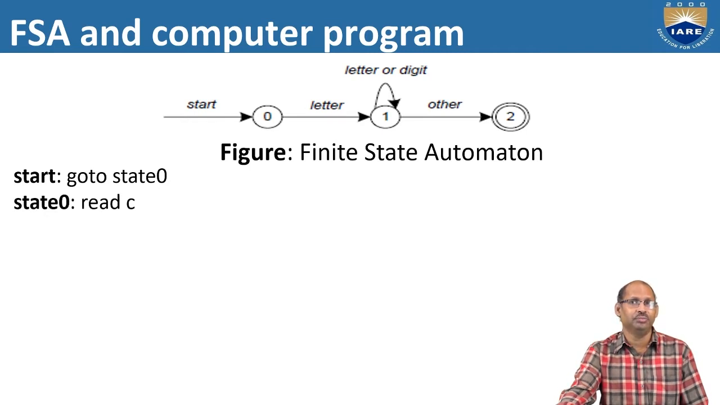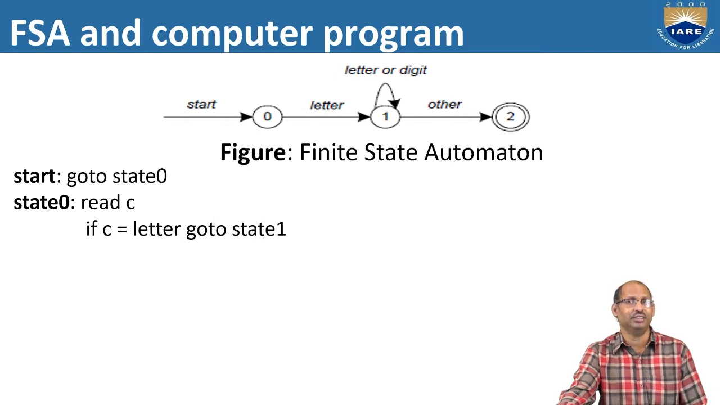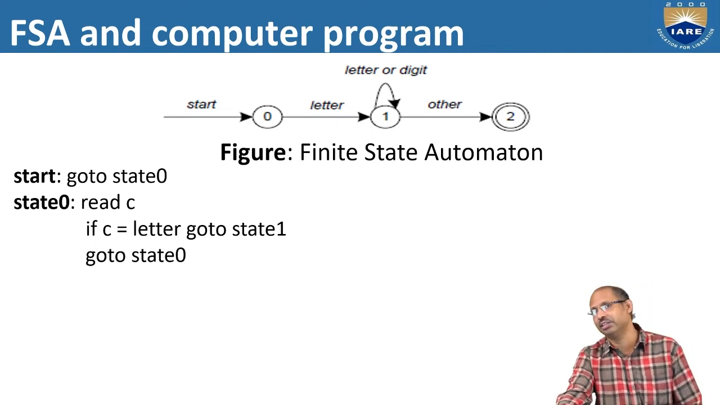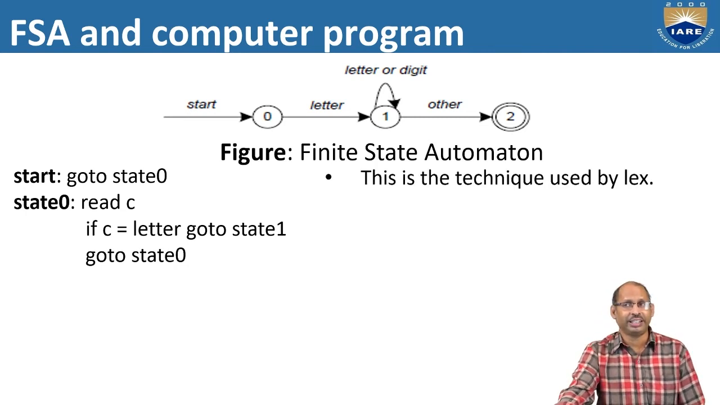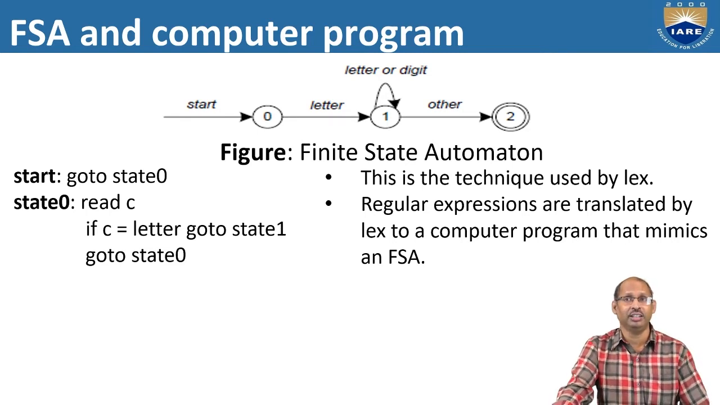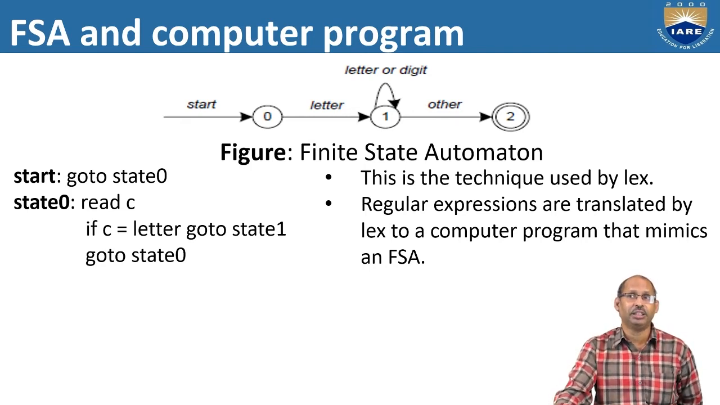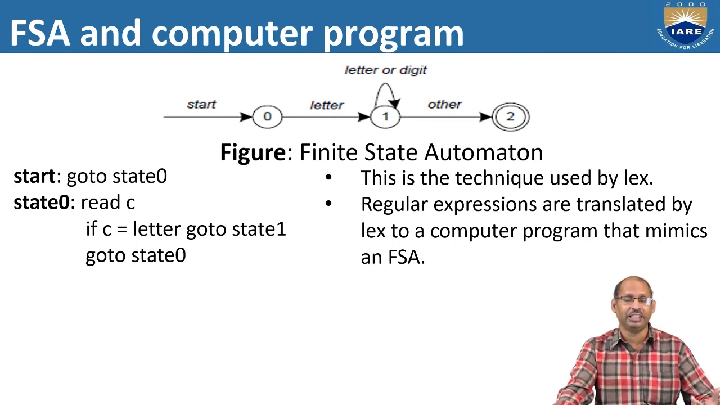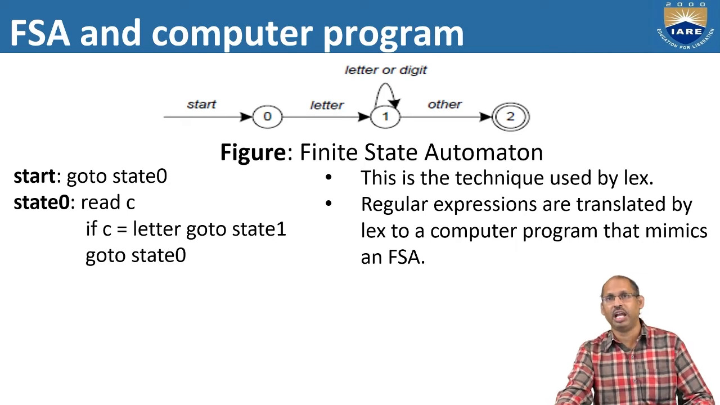Start with go to state 0, read a character. If c is a letter, go to state 1. Else simply go to state 0, right? This is a technique used by Lex. Regular expressions are translated by Lex to a computer program that mimics the finite state automata. So here we are converting the finite automata into a suitable C program, right? We represent the patterns or lexical rules with the help of regular expressions. The regular expressions are converted to finite state automata. The finite state automata are converted through algorithms into C code.